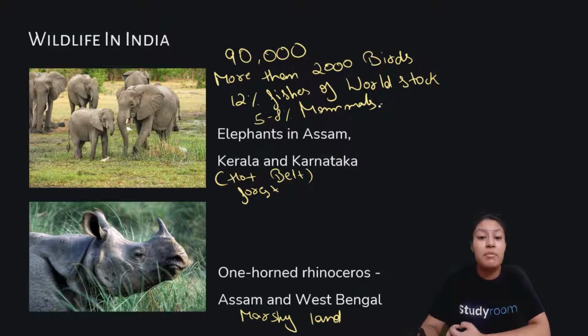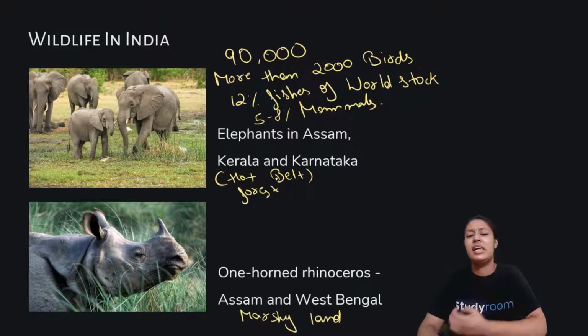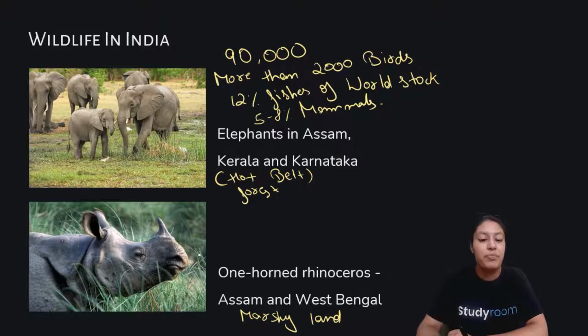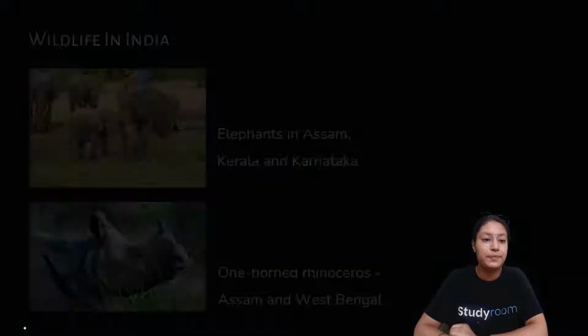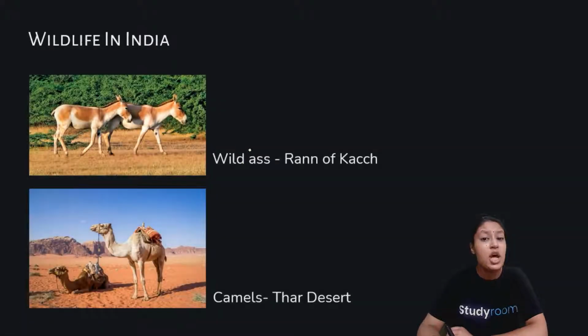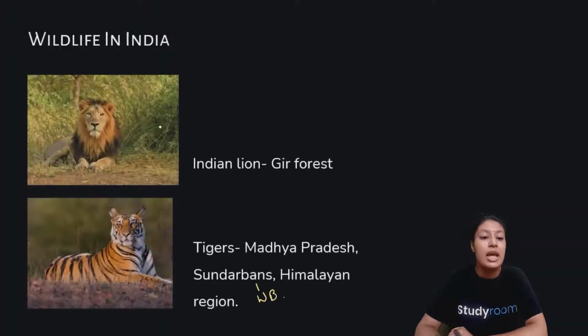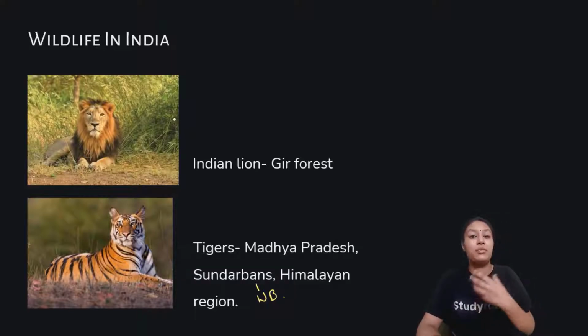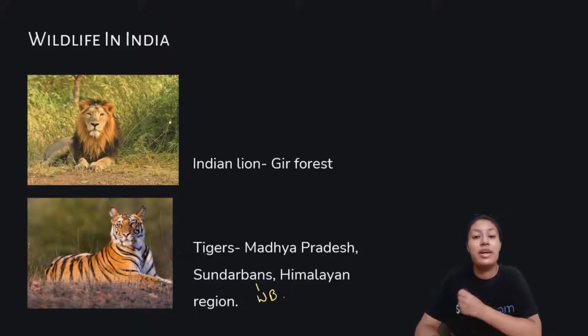Talking about mammals, the largest mammal is the elephant, which is found in Assam, Kerala and Karnataka, basically in the hot belts of Karnataka. We also see the one-horned rhinoceros in India. These are found in the marshy land of Assam and West Bengal. Next, we also have the wild ass, which is found in the Run of Kutch, and camels, which are seen in the Thar Desert and deserted areas.